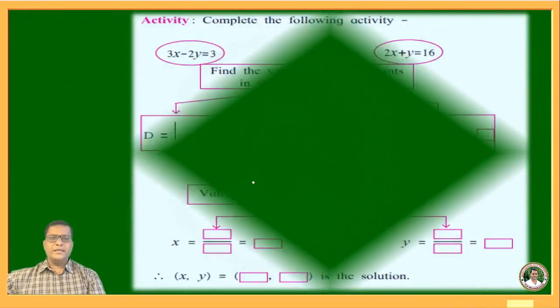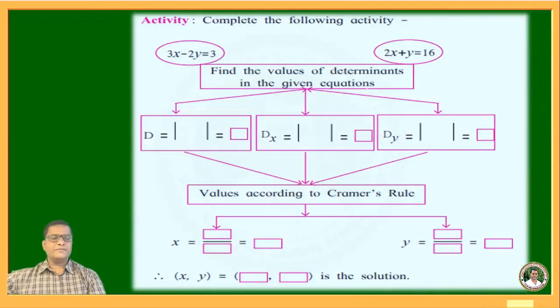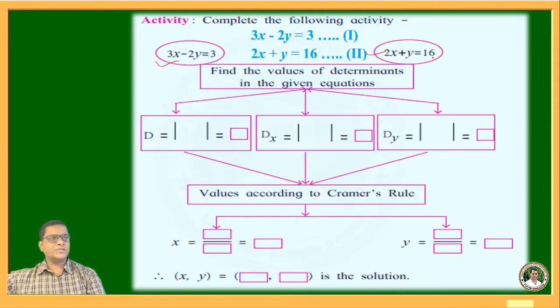Here we will see one activity. Complete the following activity. Here two equations are given. This is the first equation, this is the second equation. So write this equation and give the number. And this is the second equation, that is 2x plus y is equal to 16. By using this, then write the value of d, the determinant. For that what we are doing? We are eliminating the constants and writing the remaining coefficients of the variables x and y, that is 3, 2, minus 2, 1. So here will come 3, 2, minus 2, 1.